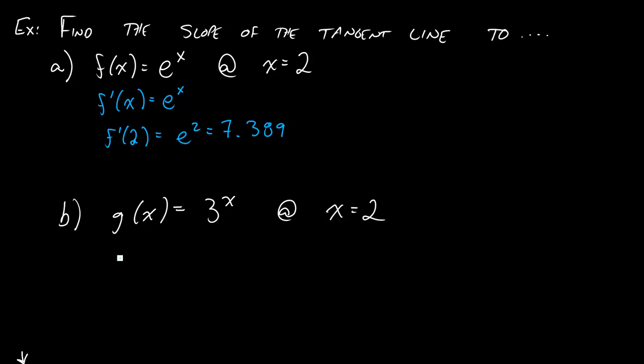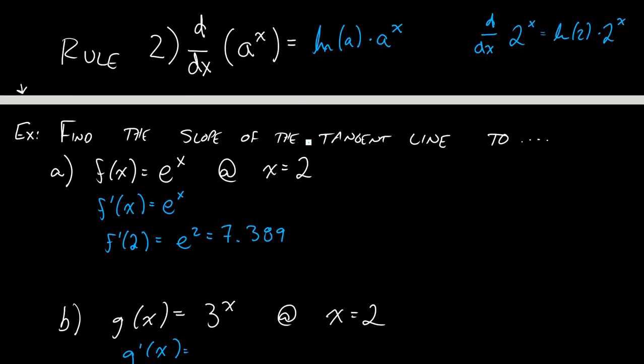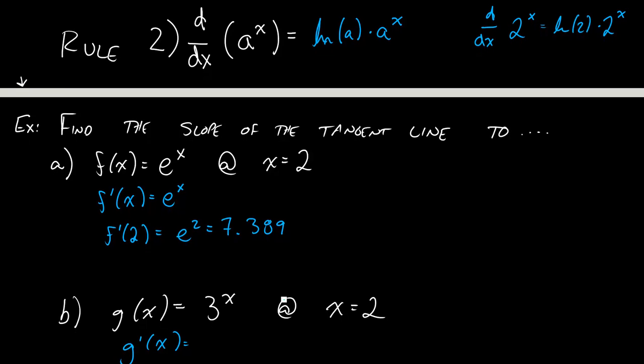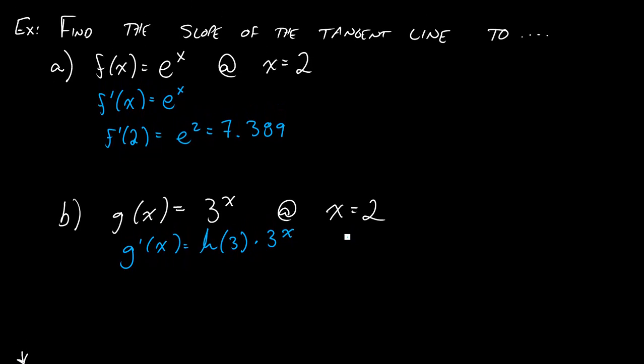Well, just like above, I'd have to take my derivative, and I wouldn't have f, I would have g prime of x is equal to, and I'd come up here and look at my formula, so instead of an a, I have a 3, and that number needs to be a constant there, and so I would write the ln of 3, I'm following what's over here, times 3 to the x. And so if I actually want to know what my slope is of 3 to the x at x equals 2, I'm going to plug in this 2 into my derivative.